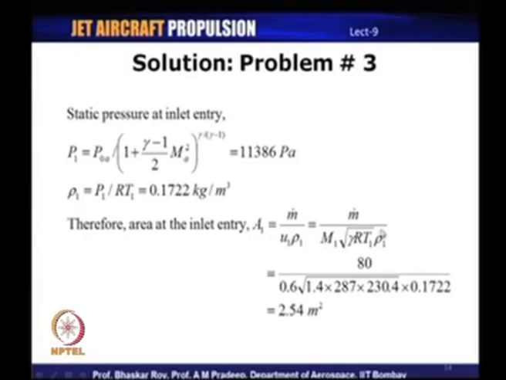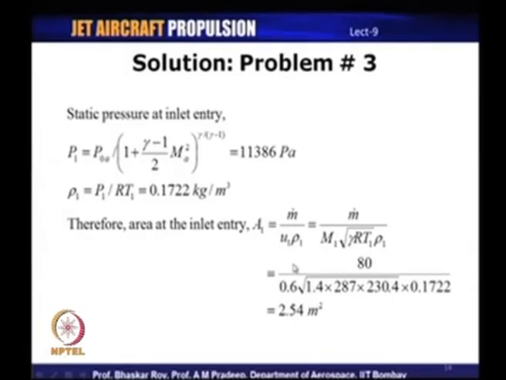So, if you substitute for all these values, we have mass flow rate as 80 kg per second divided by M1, which is 0.6, square root of gamma R T1, 1.4, R is 287 for air and T1 is 230.4. This multiplied by density, that is 0.1722. Area at the inlet entry comes out to be 2.54 meter square.